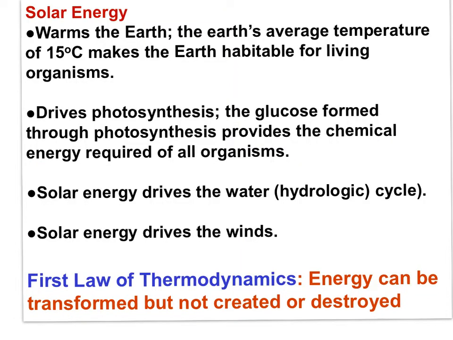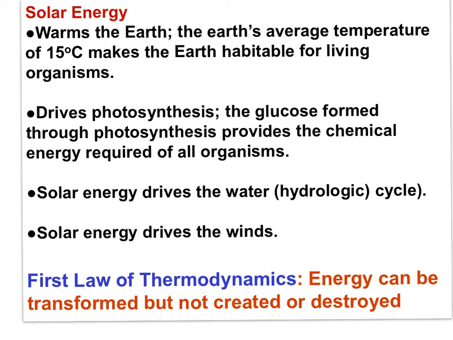Solar energy is very important to living organisms. Solar energy warms the Earth. The Earth's average temperature of 15 degrees C makes Earth a habitable environment for living organisms. Solar energy drives photosynthesis. The glucose formed through photosynthesis provides the chemical energy required of all organisms.